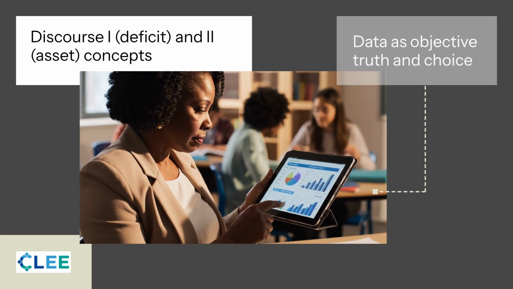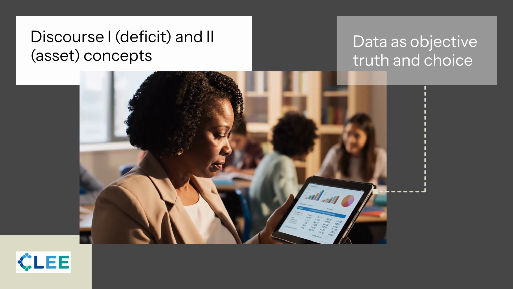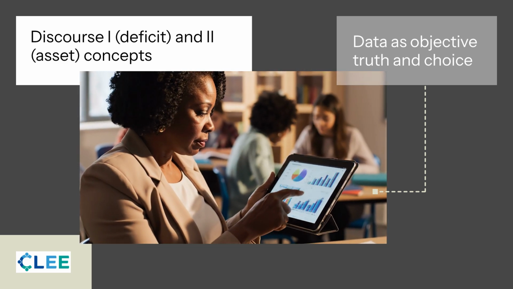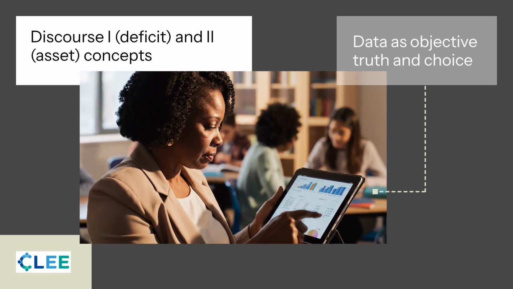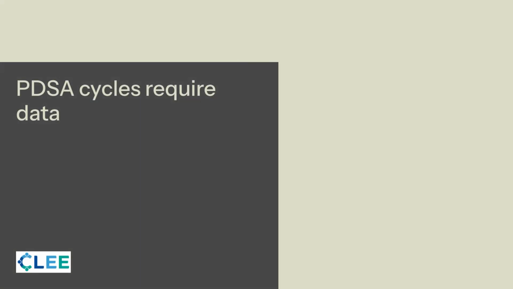Discourse 1 treats data as objective truth, test scores that sort students into categories. Discourse 2 recognizes that all data reflects human choices, what we measure, what we value, whose voices we seek, and whose stories we tell. We are getting ready for the Plan, Do, Study, Act cycles in future modules. In this process, data is necessary, but not just any data. It requires multiple types of data that help you understand the full picture. Satellite data for the big view, map data for patterns, and street data for the lived experiences of students and families.